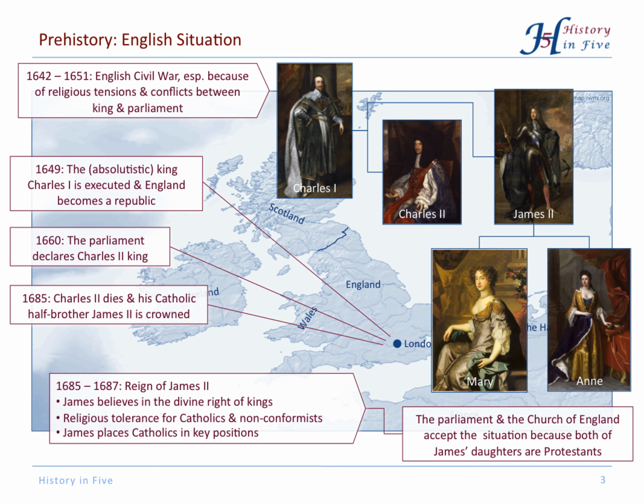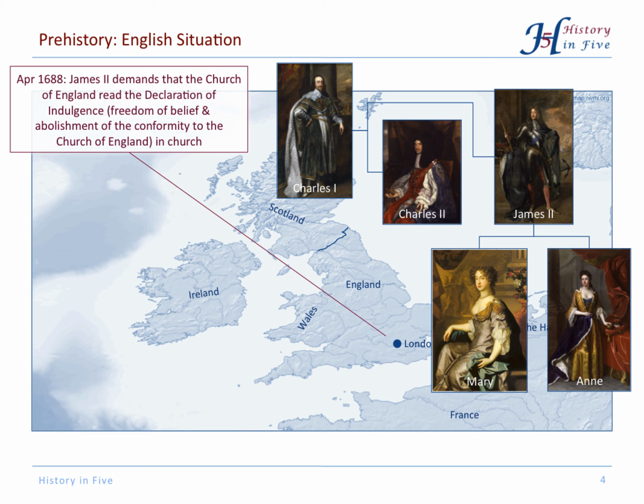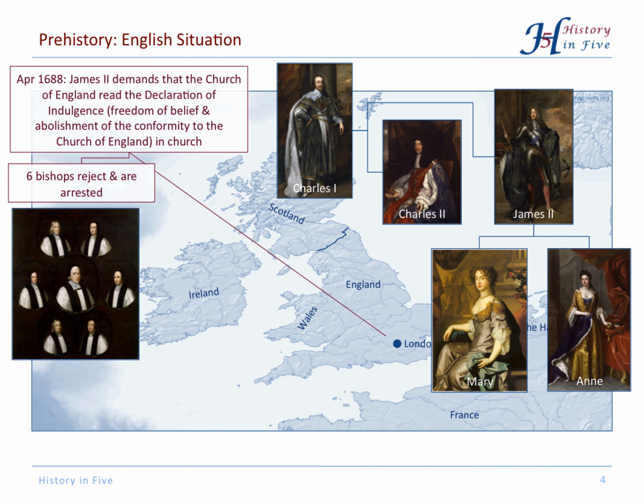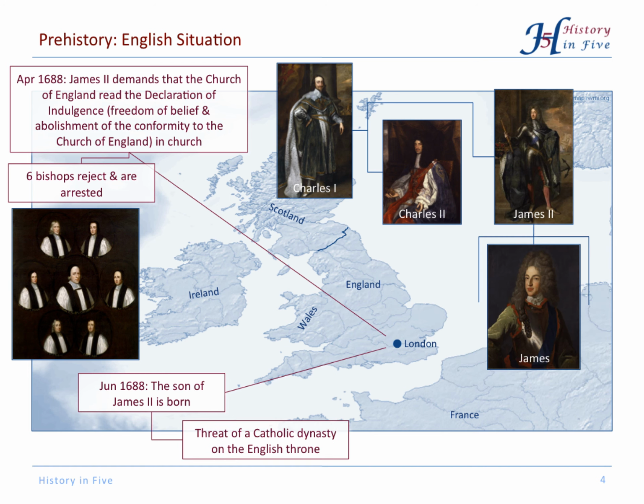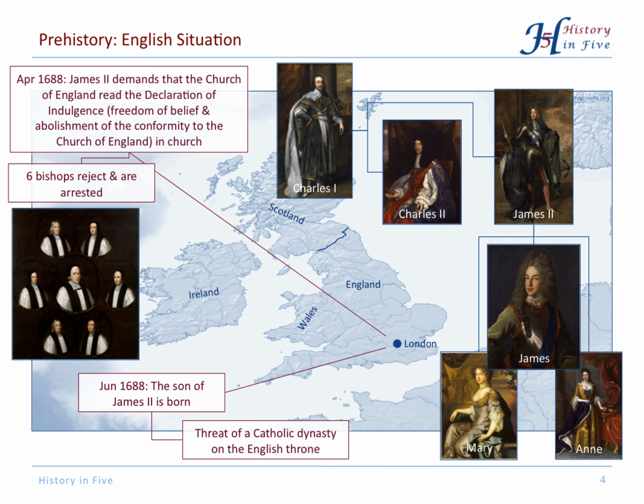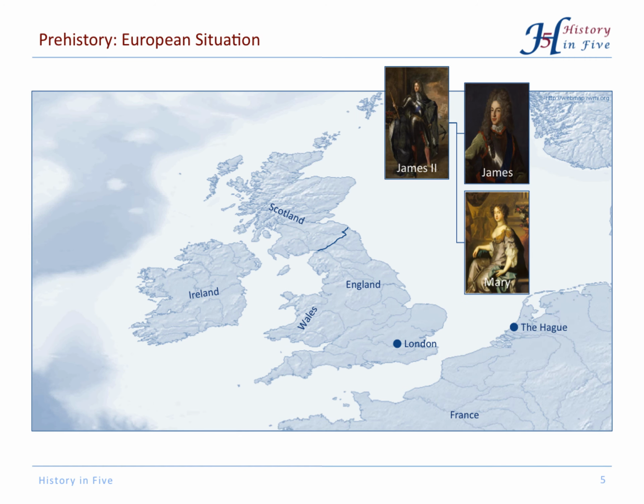But things would get worse, because James demanded the Church of England to read the Declaration of Indulgence, which more or less states all faiths, all denominations are equal, have the equal rights. Six bishops refused and were arrested, and now it was clear that even the Church opposed the king. But the real problem emerged in June 1688. James got a son, and now there was the threat of a Catholic dynasty on the English throne.